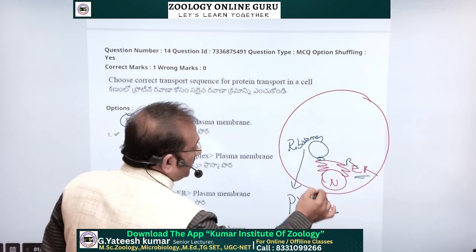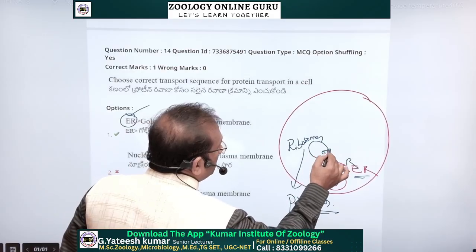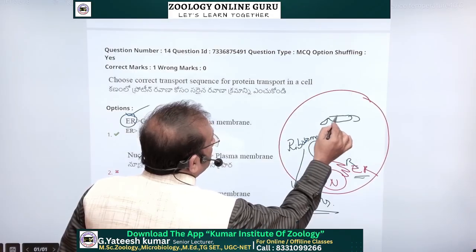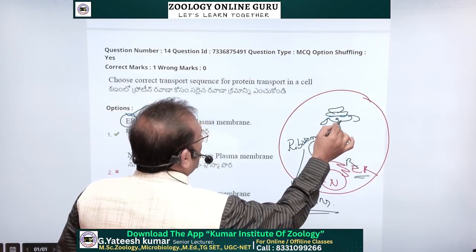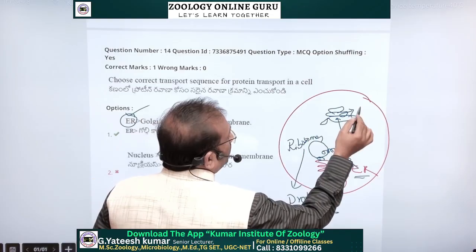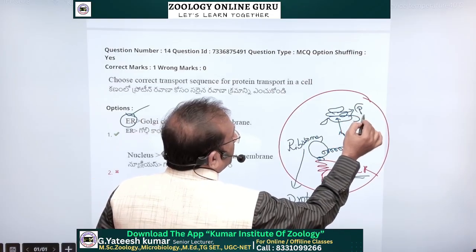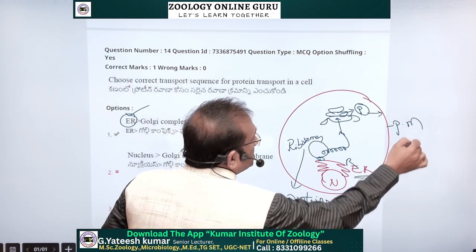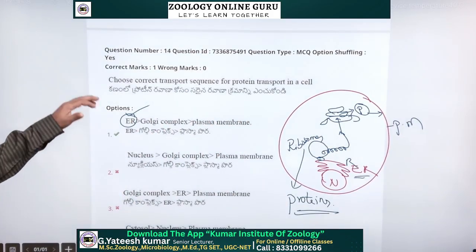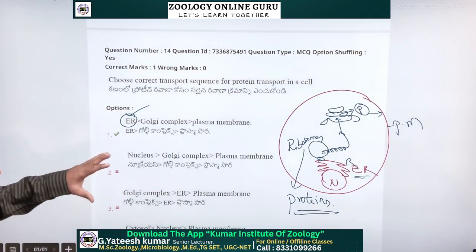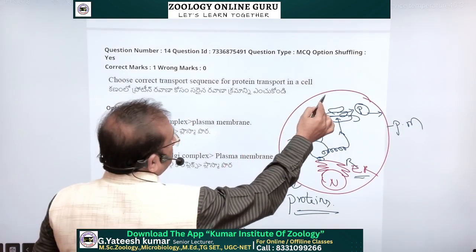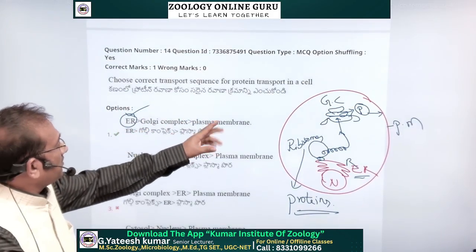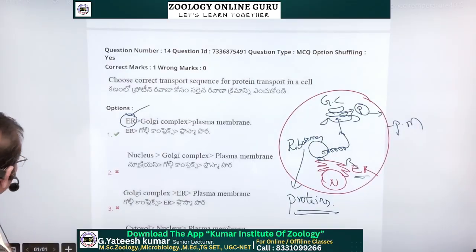For modifications, that protein molecule enters into the Golgi complex. After modifications, the matured protein comes outside and attaches to the plasma membrane. So this is the sequence of protein movement and transportation, from the ER to the Golgi complex and then to the plasma membrane. So ER, Golgi complex, plasma membrane is the answer for this question.